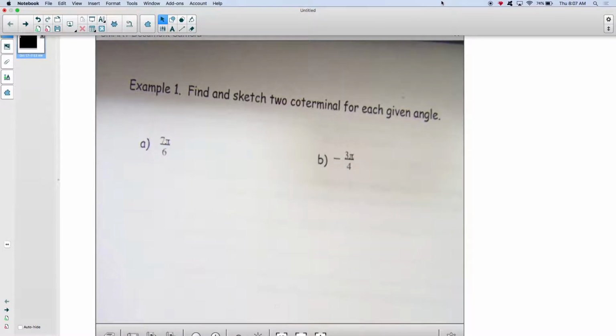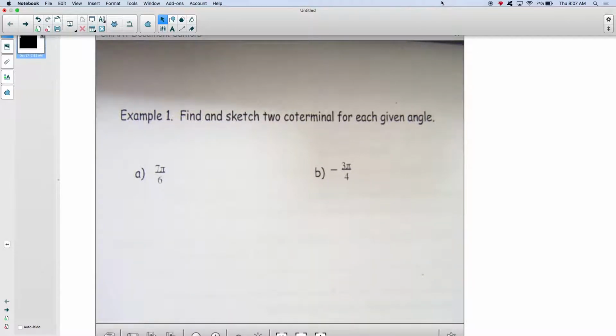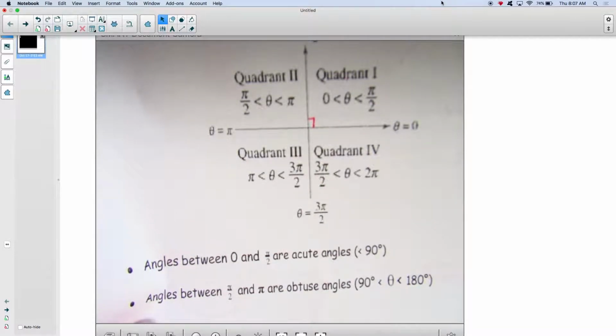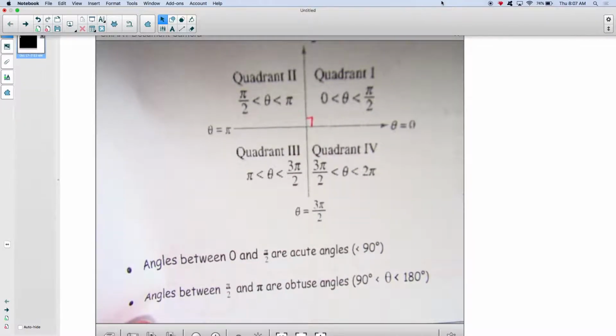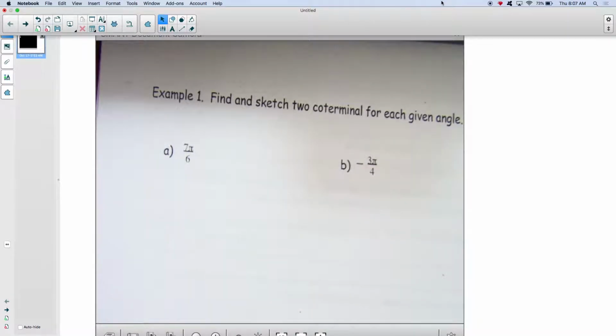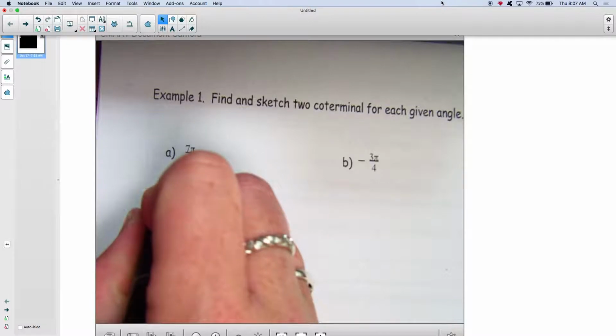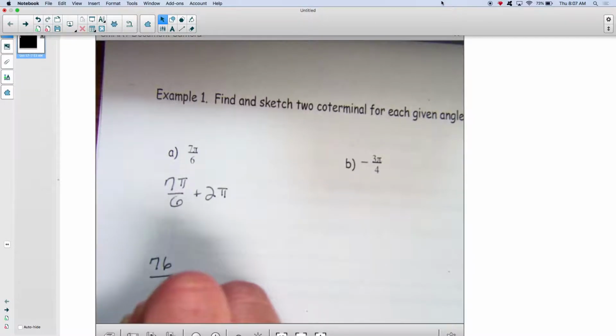How do we find coterminal angles? We add or subtract what? Whole number of 2 pi. It was just right here at the bottom. It says to find an angle that is coterminal to a given angle, add or subtract multiples of 2 pi. Right there. So for this one, we can add 2 pi, and then we can subtract 2 pi.